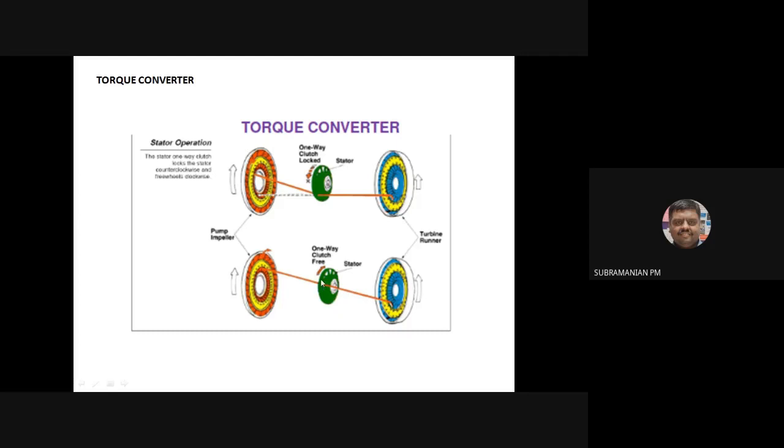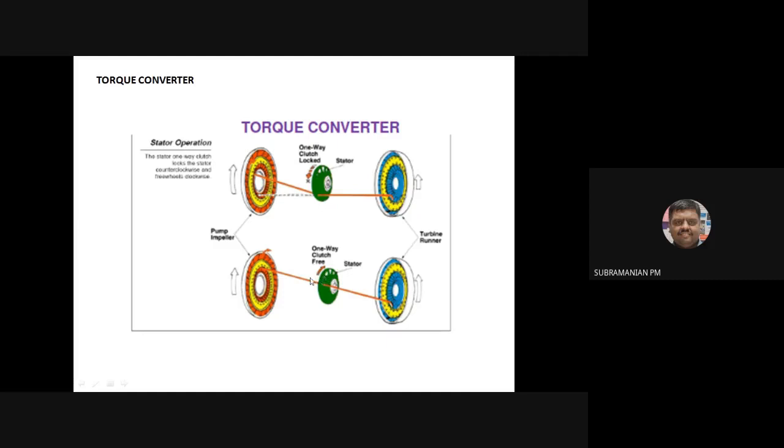It will be striking the stator plane on the rear side. Now I am going to fix the stator. Then again I am interrupting the fluid flow. Again I am making the fluid strike the impeller opposite to the impeller rotation. Then I am preventing it, okay?